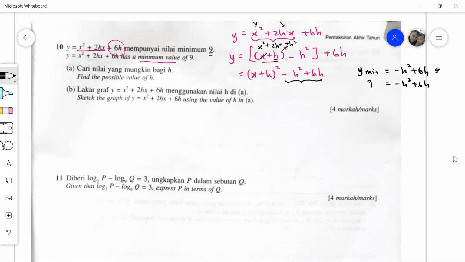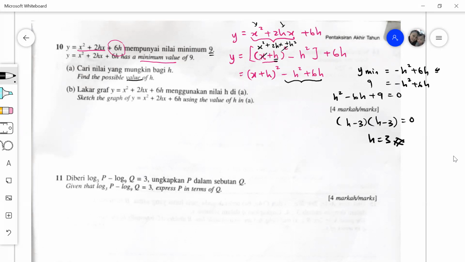And rearrange, you see the quadratic equation: h squared minus 6h plus 9 equals 0. And factorize: 3 and 3. Negative, negative become positive. Okay, therefore h equals 3. That's the answer. Find a possible value, not values. So that will tell us how many h we have.